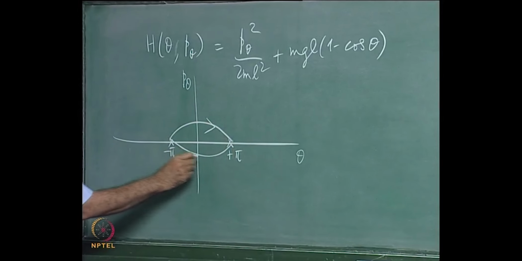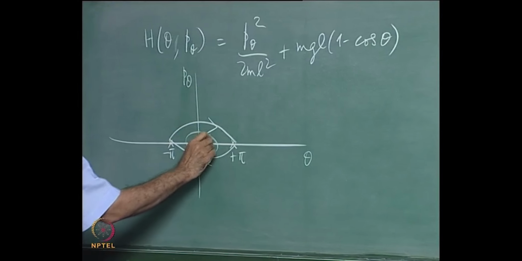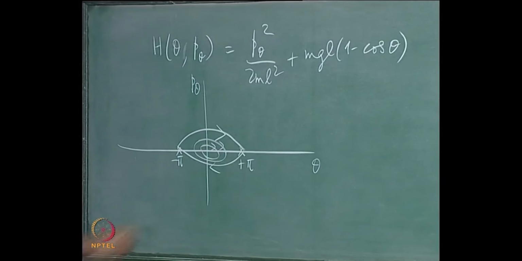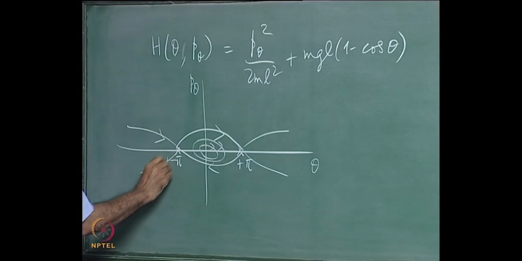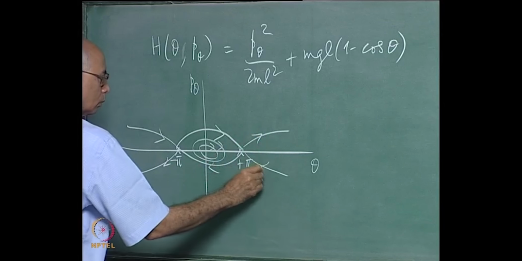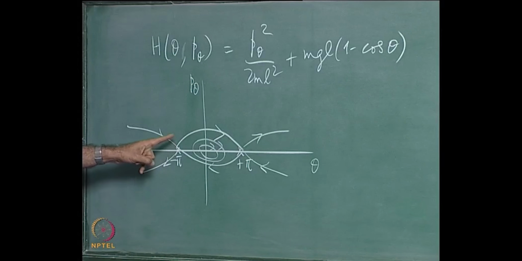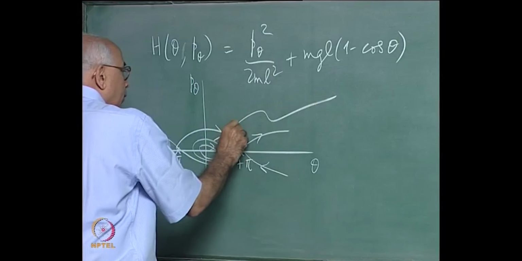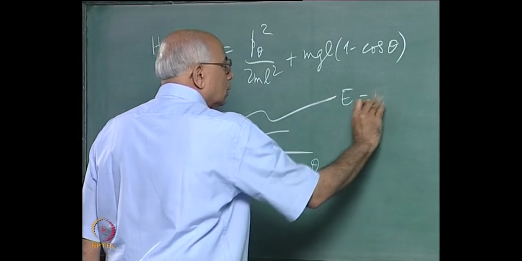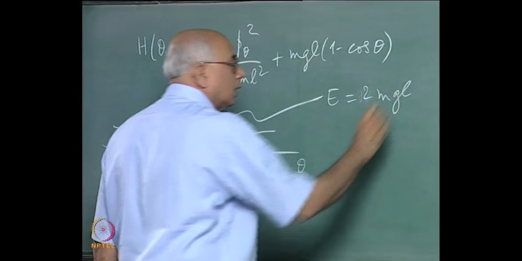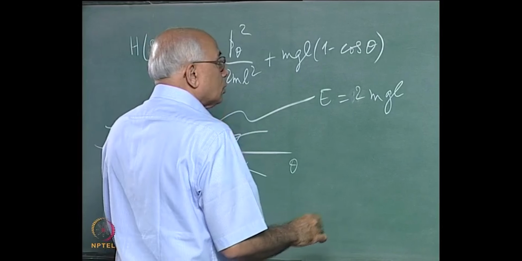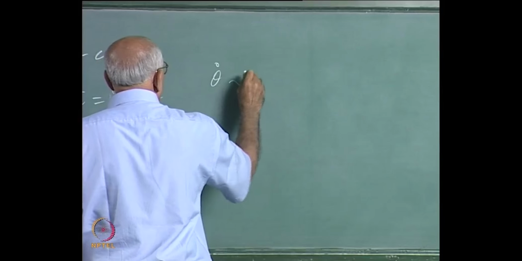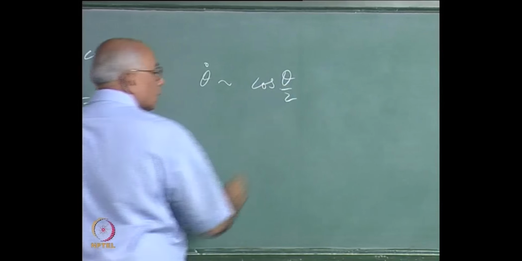in this fashion and back in this fashion, and of course you had small oscillations, larger amplitude oscillations inside, and this picture got repeated as you went along. We were interested in finding out what the explicit solution was on this trajectory here. On that particular trajectory, the energy had its value twice mgl, which is the maximum value of the potential energy, and we also saw that theta dot is proportional to cos theta over 2 on that trajectory.